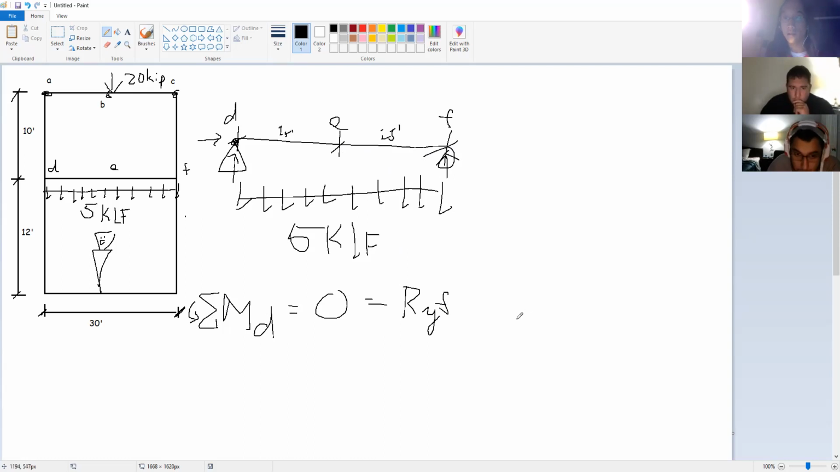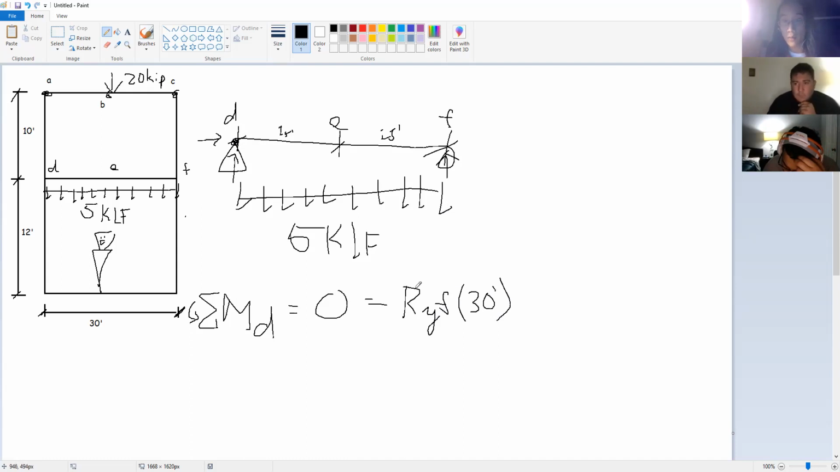And we have this 5 KLF. So that's a linear load, so we're going to have to multiply by a distance. Oh wait, scratch that. So we're going to have the RYF. How far is it away from D? 30 feet away from D. And it's going to be positive because it's going counterclockwise.